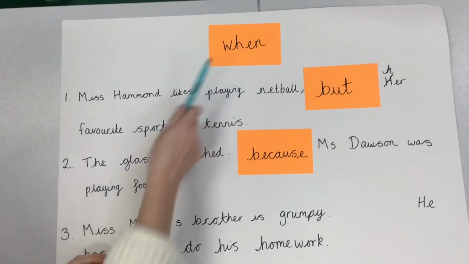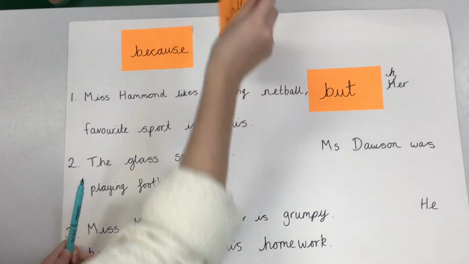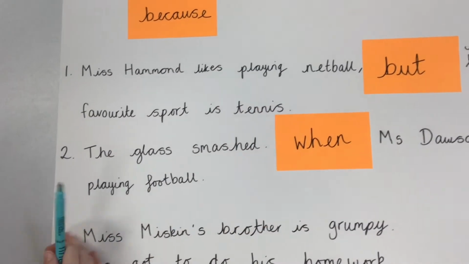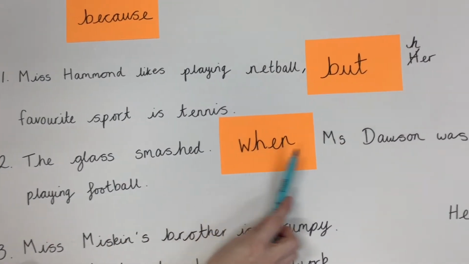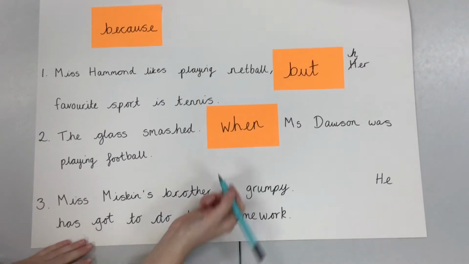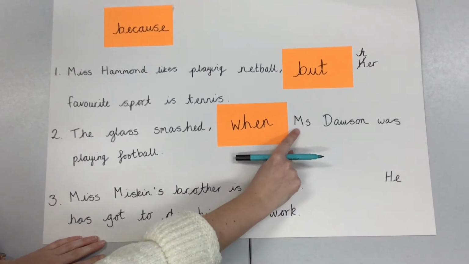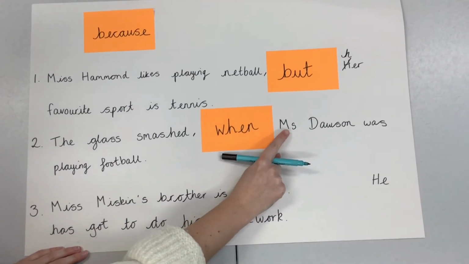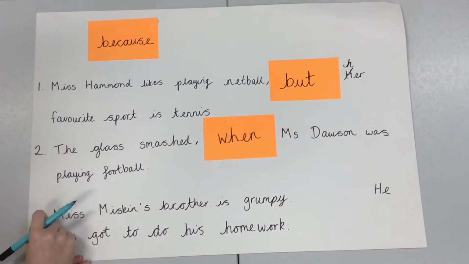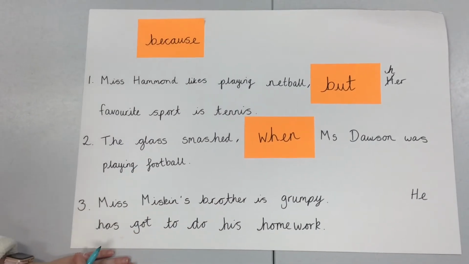However, I think when would make the sentence make better sense. So let's put when in. The glass smashed when Miss Dawson was playing football. I think that one makes better sense. Excellent. So we cross off our full stop or rub that out. We don't need that. However, Miss Dawson is a name, so we do need to keep our capital letter there. Okay, so the glass smashed when Miss Dawson was playing football.